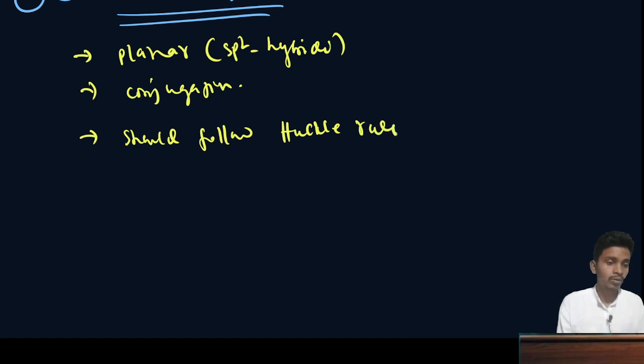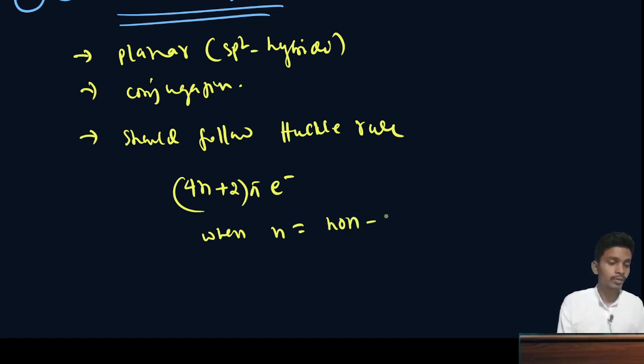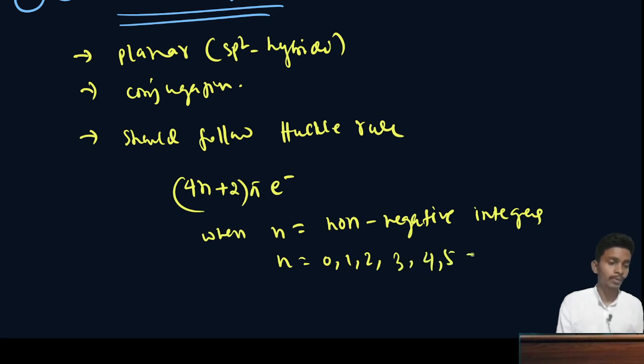What does Huckel's rule say? For aromatics, the system should have 4n plus 2 pi electrons, where n is a non-negative integer, meaning n can be 0, 1, 2, 3, 4, 5, etc. If any system follows these conditions, then it is an aromatic system.